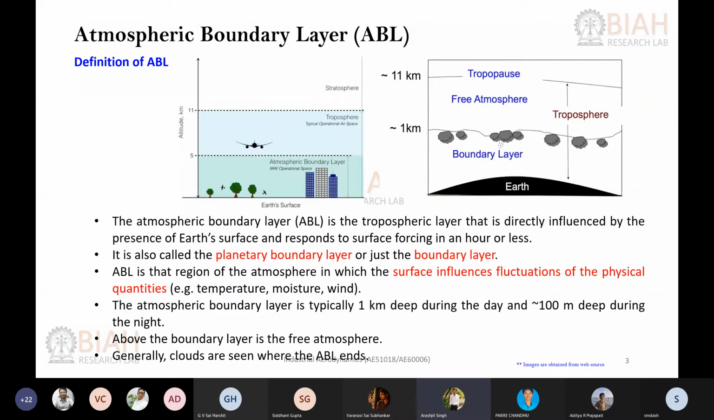And this height varies between day and night time. It will vary with the seasonal condition also. In a stormy situation and in a calm situation, it will vary.